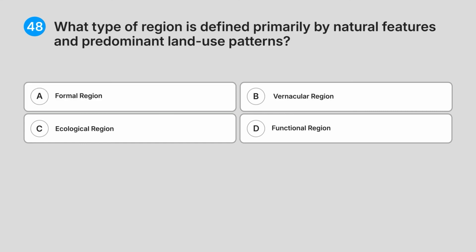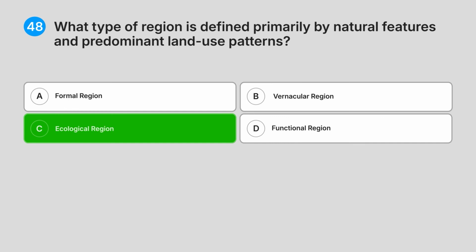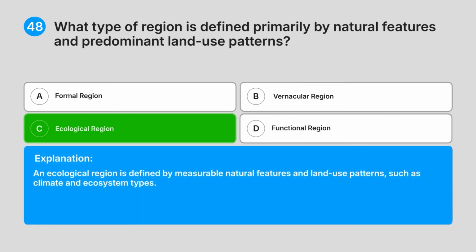48. What type of region is defined primarily by natural features and predominant land use patterns? A. Formal region. B. Vernacular region. C. Ecological region. D. Functional region. Do you know the answer? Correct answer. C. Ecological region. Explanation. An ecological region is defined by measurable natural features and land use patterns, such as climate and ecosystem types.